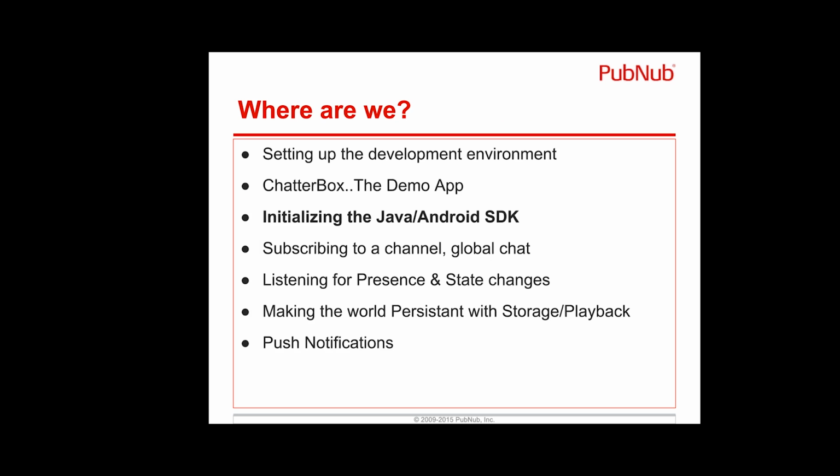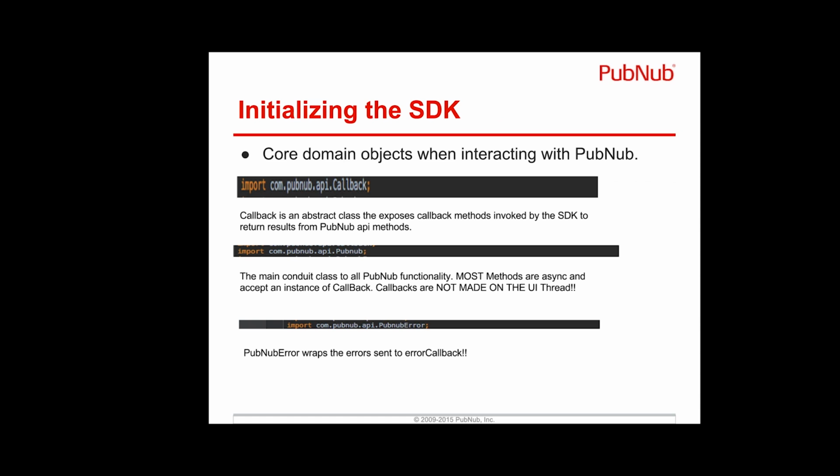All right, so how do we do that? Now we're going to look at initializing the Java Android SDK. It's very simple to do. And then we're going to start moving on to subscribing to a channel. Initializing the SDK is fairly simple. You have about 2 imports that you need to add to your code, actually 3.